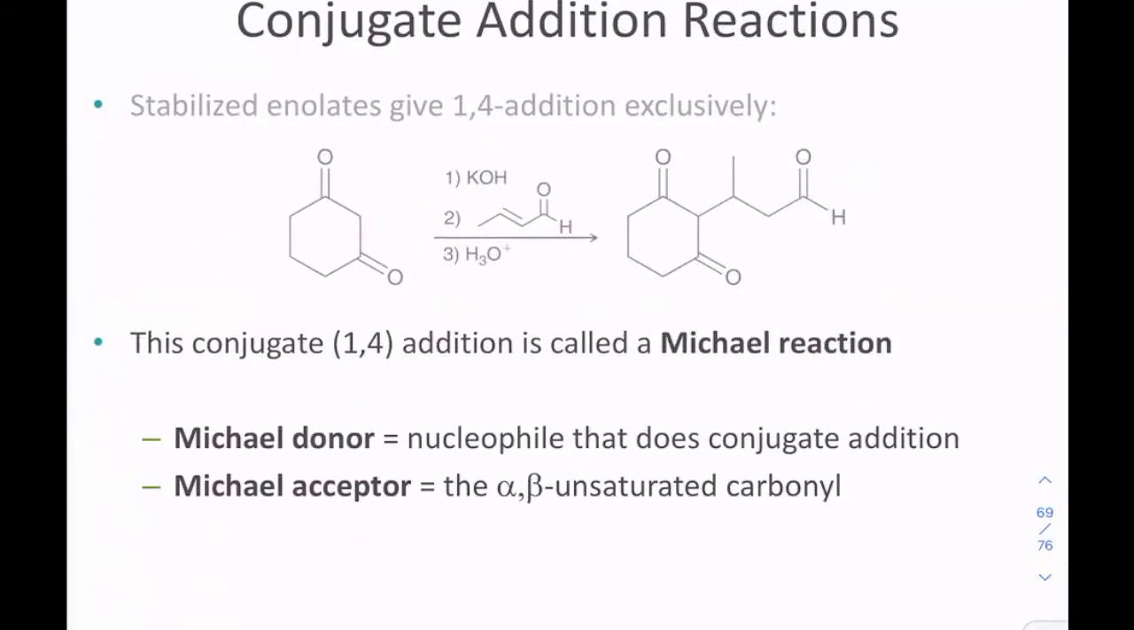So a very typical conjugate addition or 1,4 addition is called the Michael addition, and this is where we end up thinking about having a Michael donor, which is the nucleophile that does the best conjugate addition. And then we have the Michael acceptor, which is the alpha beta unsaturated carbonyl. We put those two together to have this Michael reaction.